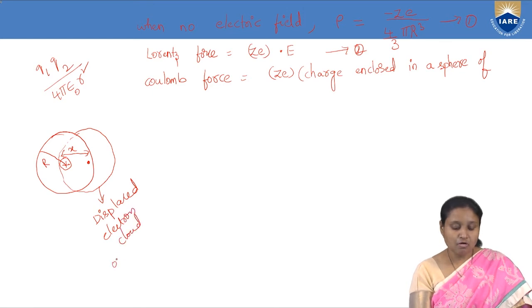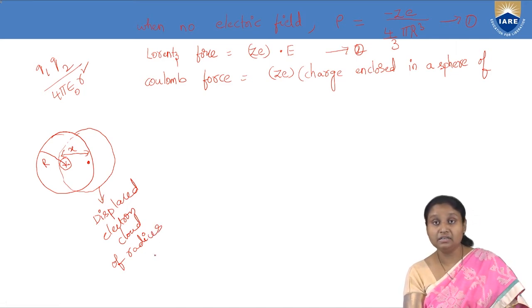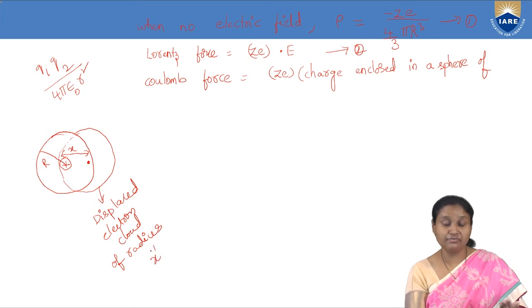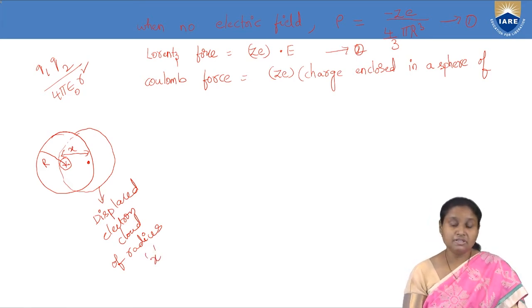Electron cloud of radius x, and we are not sure that this radius is the same as the previous one when we have not applied any electric field, and when we have applied an electric field, the radius is the same. So we are not sure about it. So that's why, when we talk about the other charge, we'll say that it is the charge which is enclosed in a sphere of radius x.